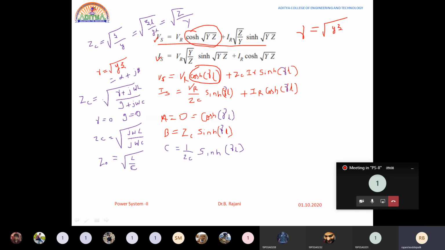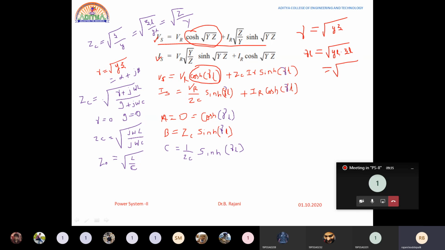See why I am telling this. Suppose this propagation constant gamma is multiplied with L. What happens? If I take L inside the root, I will have the root of y into L, into z into L.